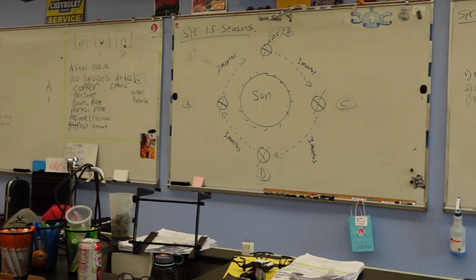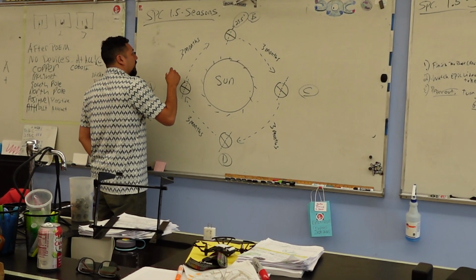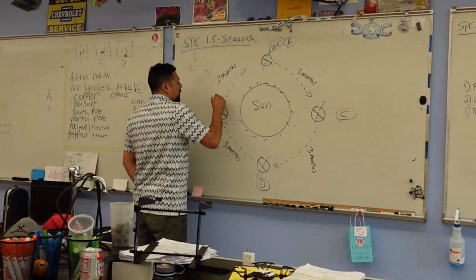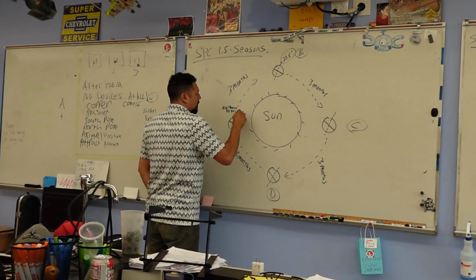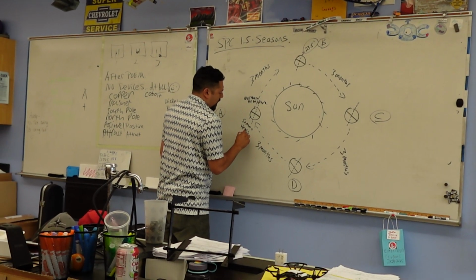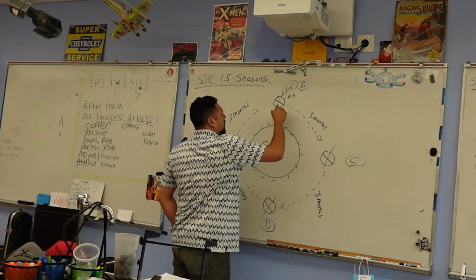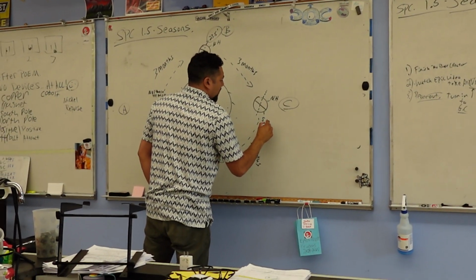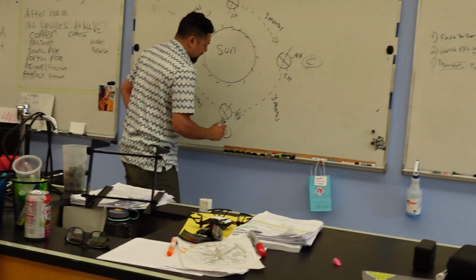Now, on each Earth, let's label the hemispheres. For A is the only one that we need to write it out completely. Then we can abbreviate for the other 3. So let's write on A, northern hemisphere, southern hemisphere. And for the others, we could just write NH, SH, NH, SH.